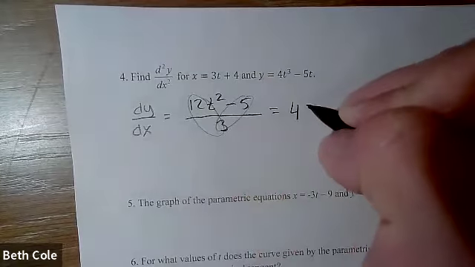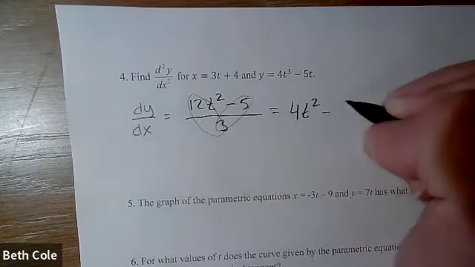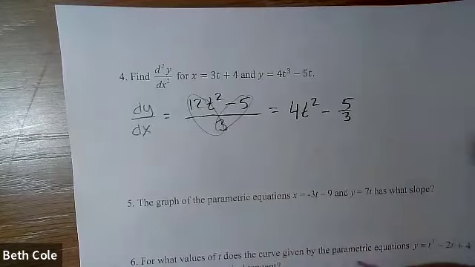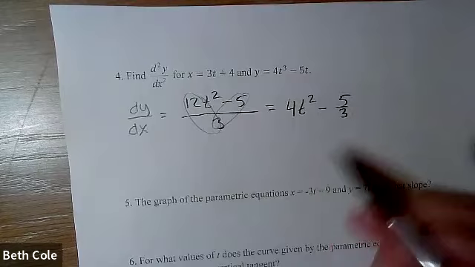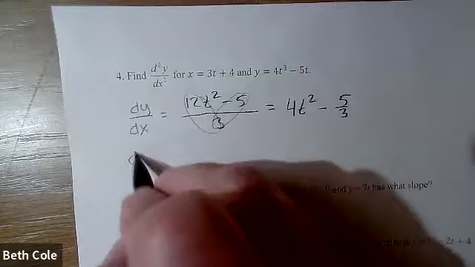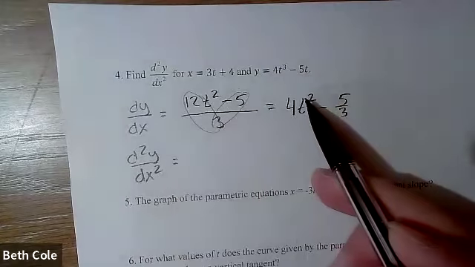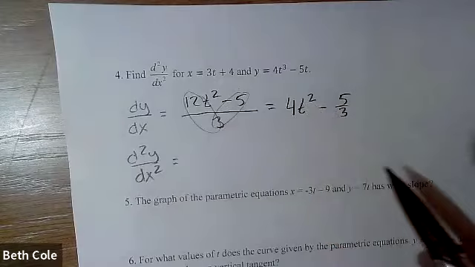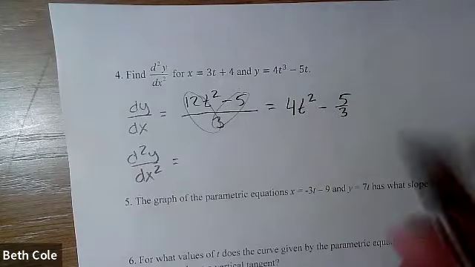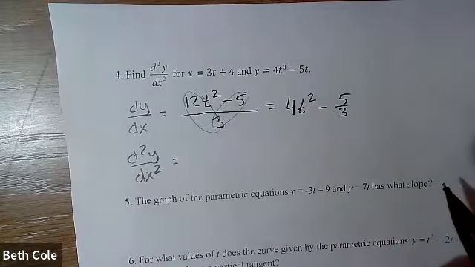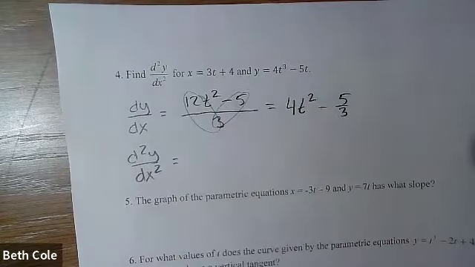12 divides by 3 nicely, so it's going to be 4t squared. And then it would be minus 5/3, but I'm not super worried about that because that's a constant. It's going to go away when we do our second derivative anyhow. So now we're going to do the derivative of what we just did and then over dx/dt again. If you're thinking like an acceleration, that's the part that makes it like per second per second.